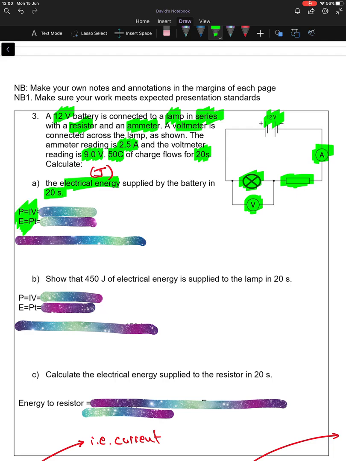So remember, electrical energy unit is joules. P equals IV and E equals P times T. So power equals current times voltage. Got a current.